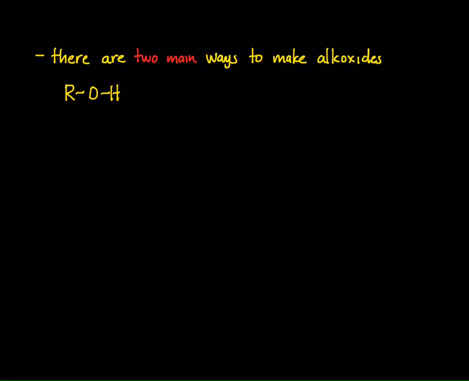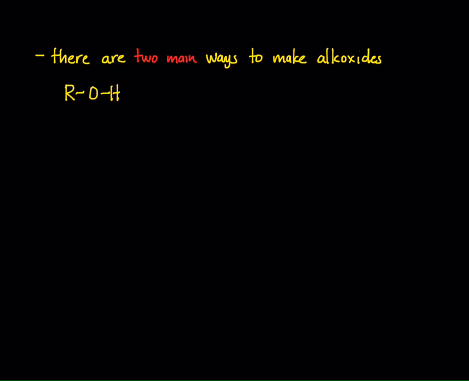Now, because of that, we have to understand how to make alkoxides. And there are two main ways of making alkoxides. If you think about it, the alkoxide is the conjugate base of an alcohol. So the alcohol is the acid. And therefore, we have to treat the alcohol with a base. What base do we use? Well, we oftentimes can't use hydroxide because that simply sets up an equilibrium between water and the alcohol, and there's not a huge driving force to make the alkoxide.